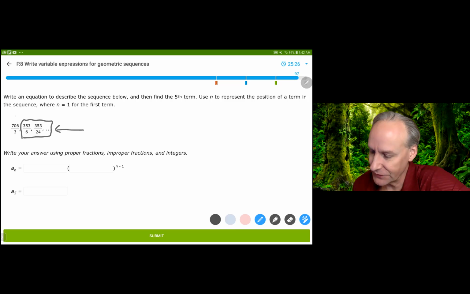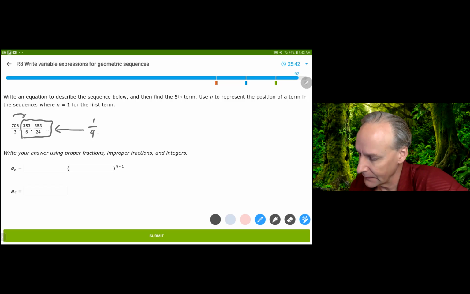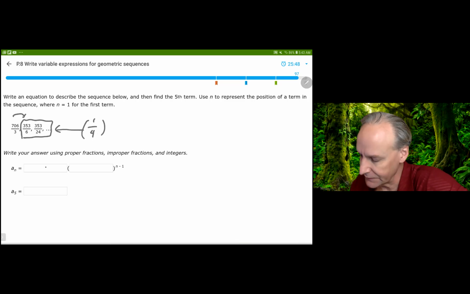What happened with the first pair is that we multiplied by 1/4, but then we had to do some simplifying. You see why it kind of messes you up. So be a little careful here. We did multiply by 1/4. That is our multiplier. Our first term is 706 over 3, no reducing, of course.